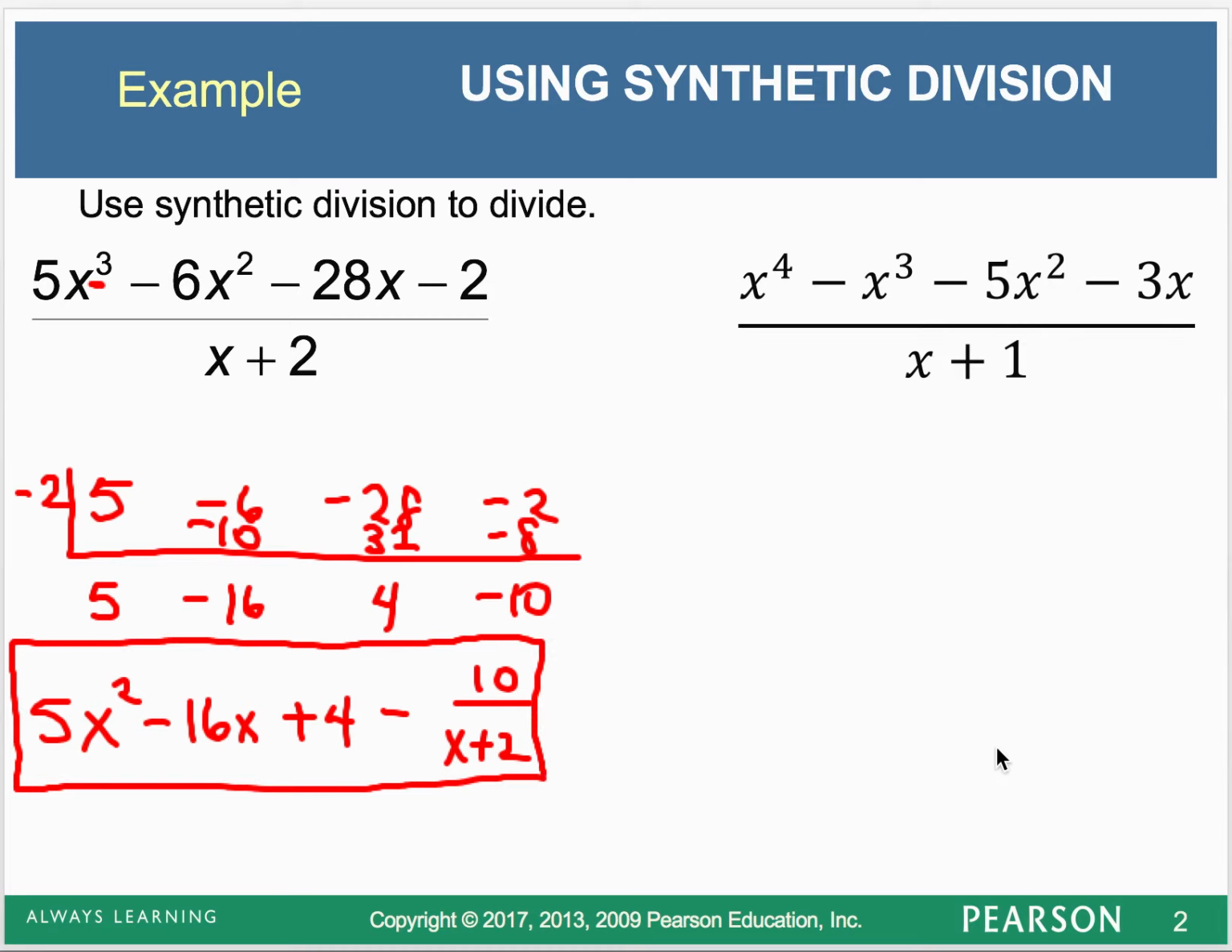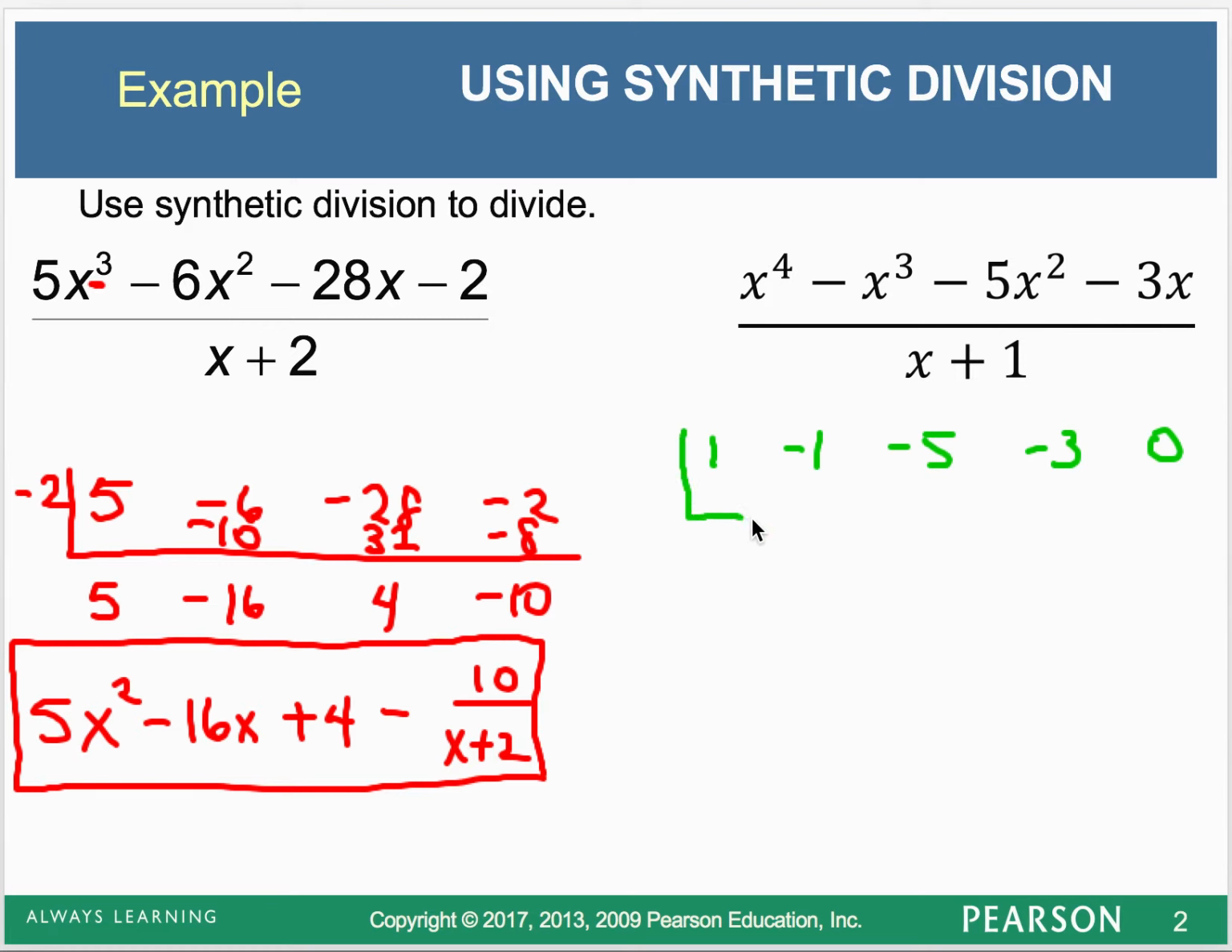Very nice, short, sweet process, and it's good because we're going to use it a lot. Okay, first step, check your exponents. 4, 3, 2, 1. Oh, it's got to go all the way to 0, so I need a placeholder here when I write up these terms. So 1, negative 1, negative 5, negative 3, 0. Let's double check: 4, 3, 2, 1, 0.